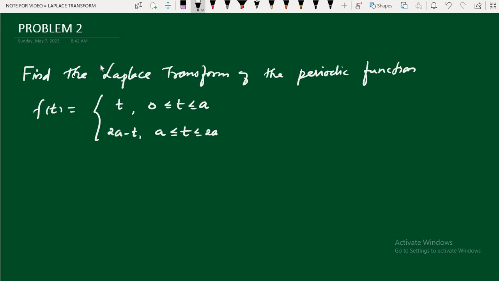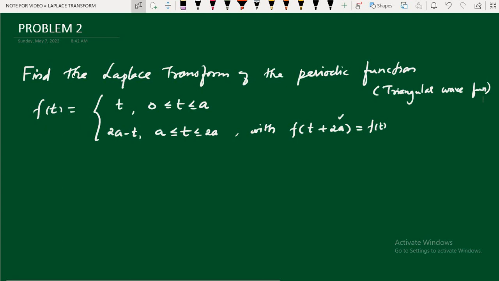So this piecewise function is given. This is a periodic function with period 2a. So 2a is the period here. This condition, f of t plus 2a equal to f of t, is nothing but a periodic function with period 2a. This function is also called the triangular wave function. Let me see how to find the Laplace transform of this triangular wave function.